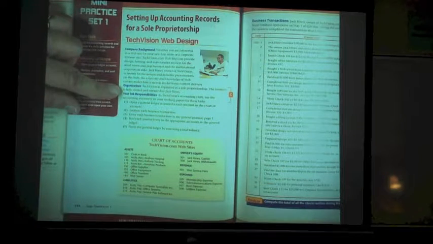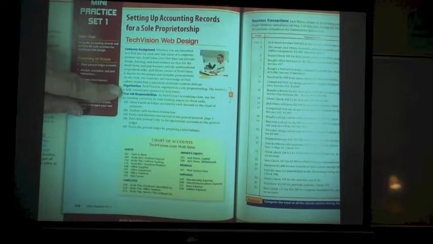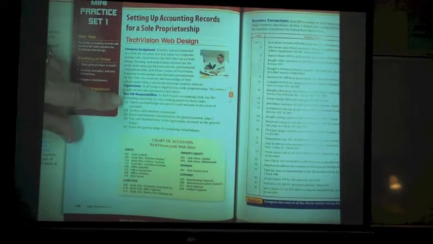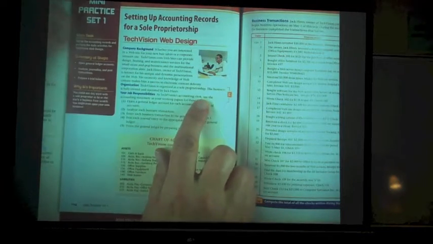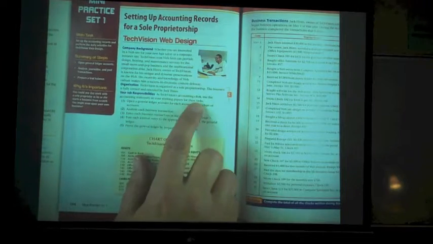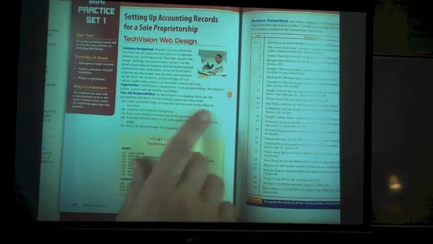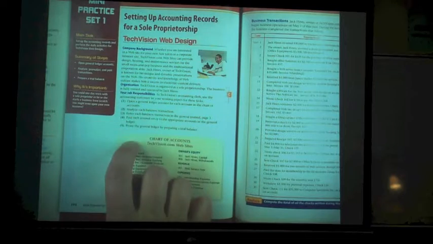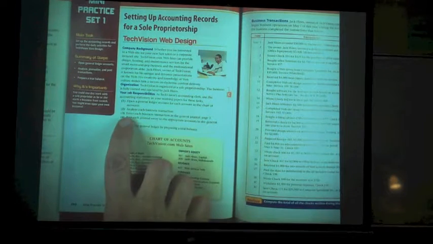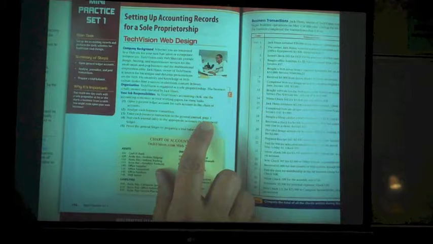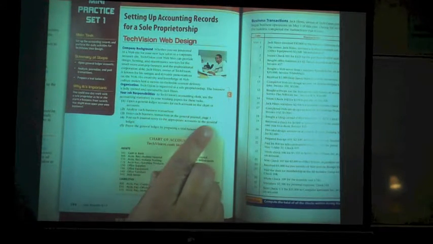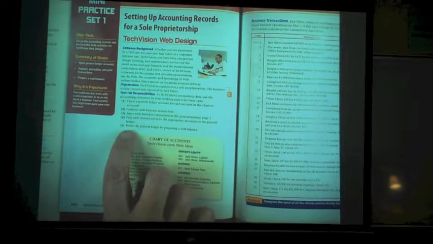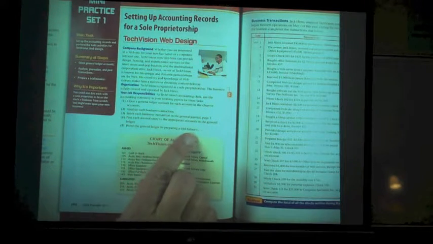Here's a little bit about the organization. TechVision is organized as a sole proprietorship. The business is fully owned and operated by Jack Hines. Your responsibilities, these are your steps, are to act as the accounting clerk and use the accounting stationery in your working papers to open general ledger accounts for each of the accounts in the chart of accounts, analyze each business transaction, enter each business transaction into the general journal starting on page 1, post those general journal entries into the appropriate general ledger accounts, and then prove the general ledger by preparing a trial balance.